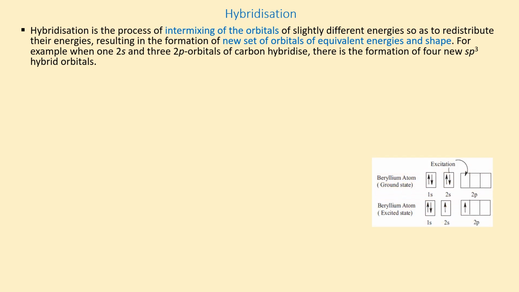Please consider the example of beryllium atom shown on your screen. In the ground state, beryllium atom has 1s and 2s orbitals. When it is excited, that is, in the excited state, beryllium atom will have 1s, 2s and 2p orbitals as shown in the diagram. So, you please see the redistribution of electrons in 2s and 2p orbitals.